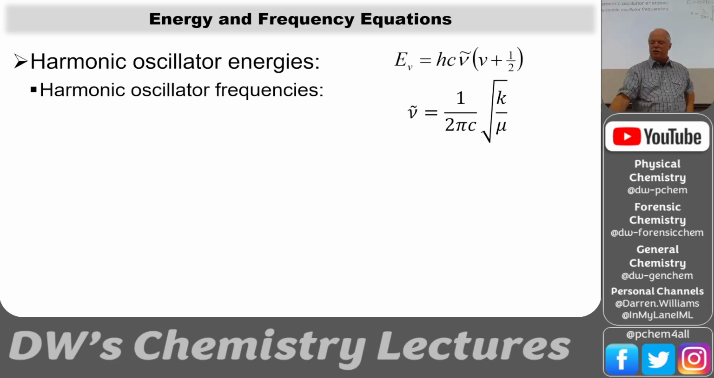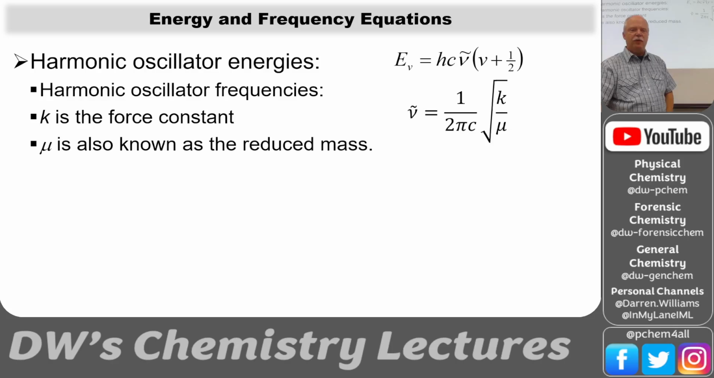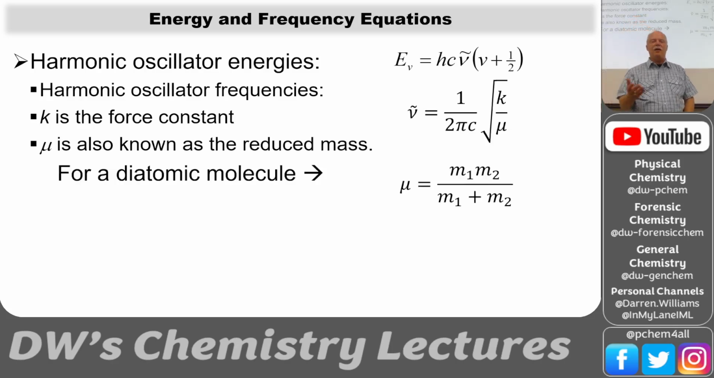So, how do you compute that? Well, for a diatomic molecule, this is how you compute the reduced mass. Mass 1 times mass 2 divided by mass 1 plus mass 2.